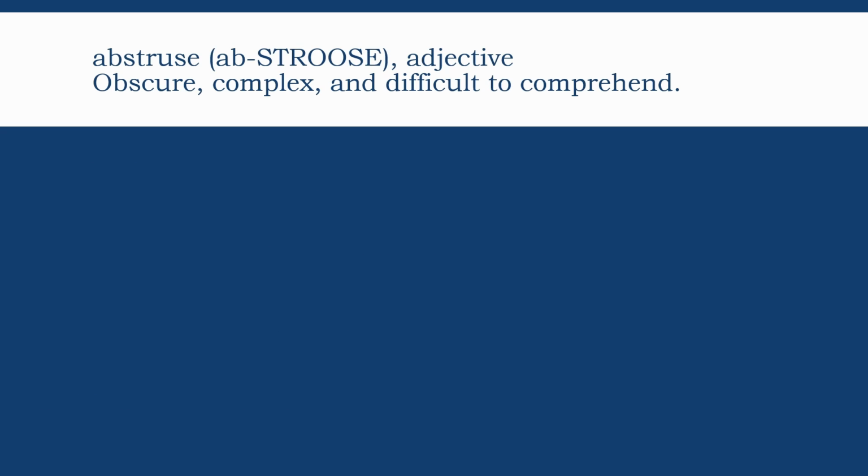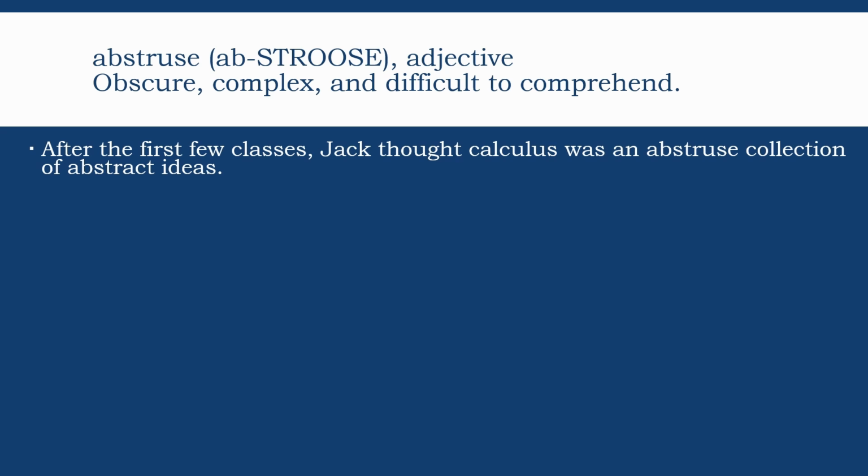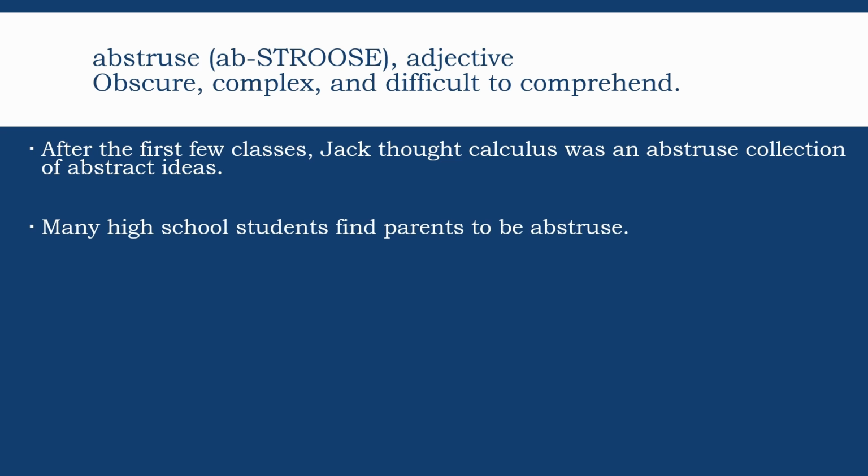Abstruse. The stress is on the second syllable. Abstruse. It's an adjective and it means something that is obscure, meaning something that is complex and difficult to understand or comprehend. For example, after the first few classes, Jack thought calculus was an abstruse collection of abstract ideas. Many high school students find parents to be abstruse. They find parents difficult to understand.